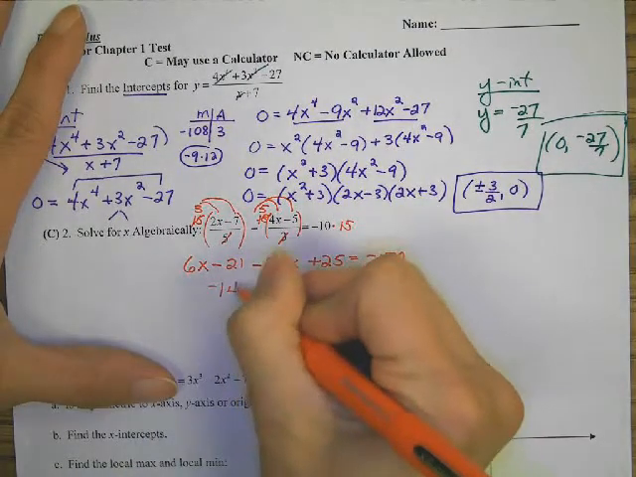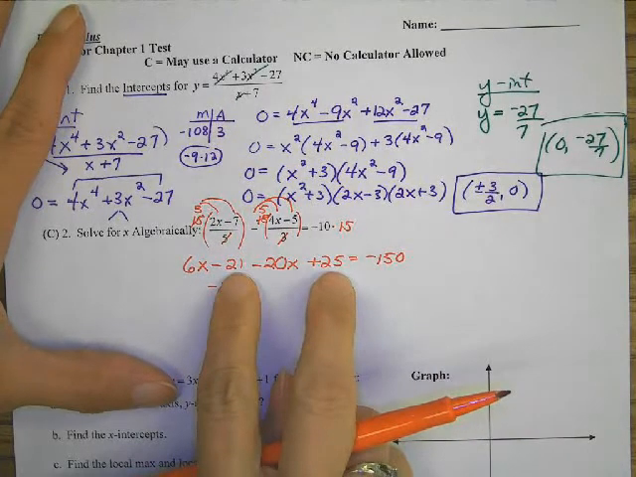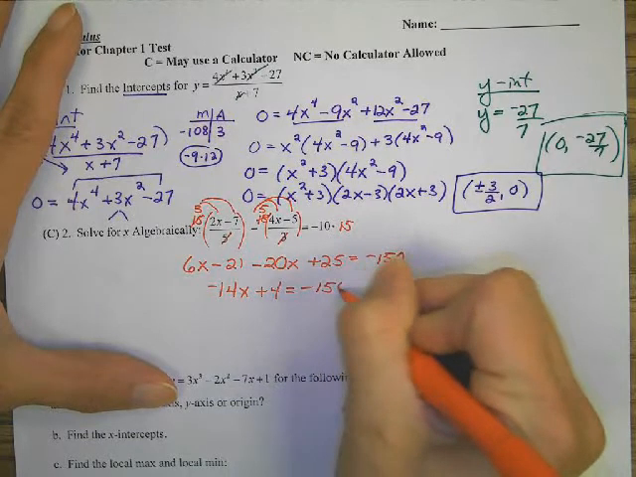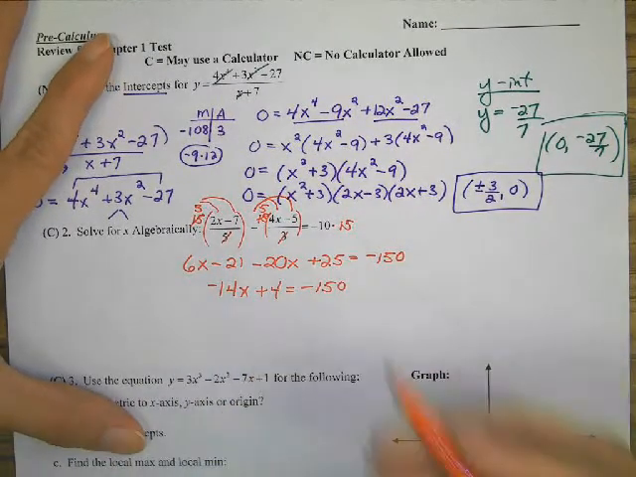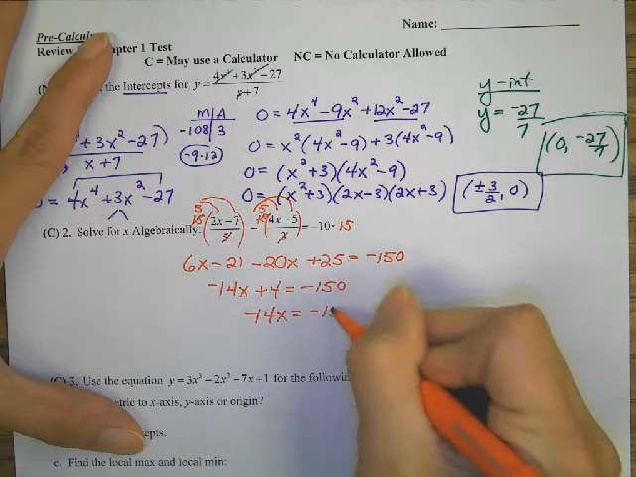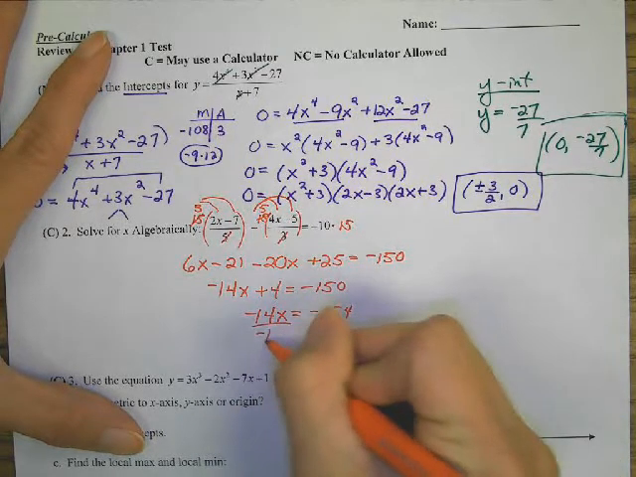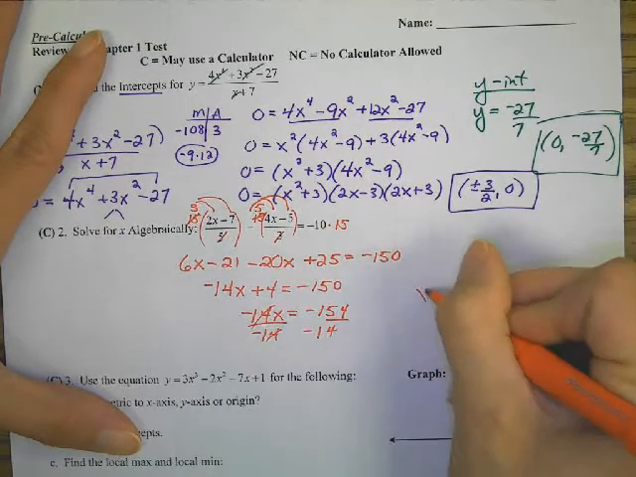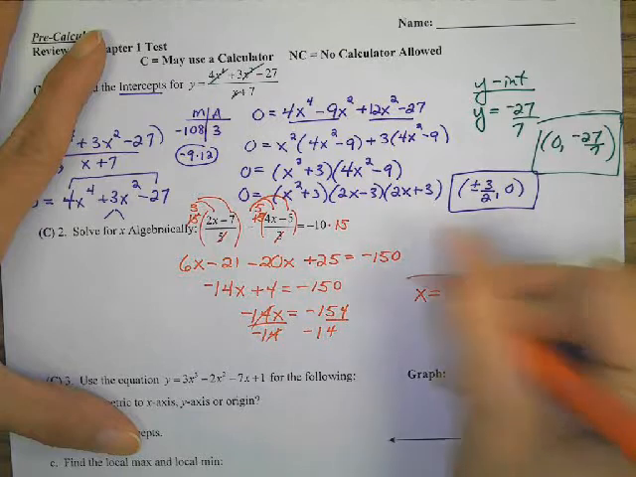And from here, it's just straight out solving. Single x, we're going to get one answer. Negative 14x equals negative 154. Divide both sides by negative 14. And x equals 11. Okay, so don't forget the steps there. I think they're on page 7 of your packet, so go look that up.